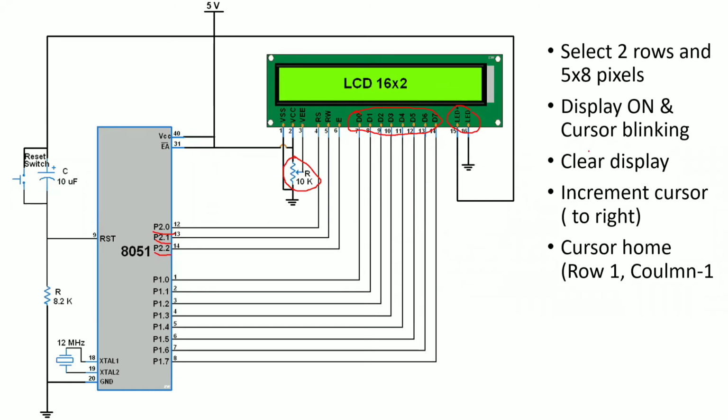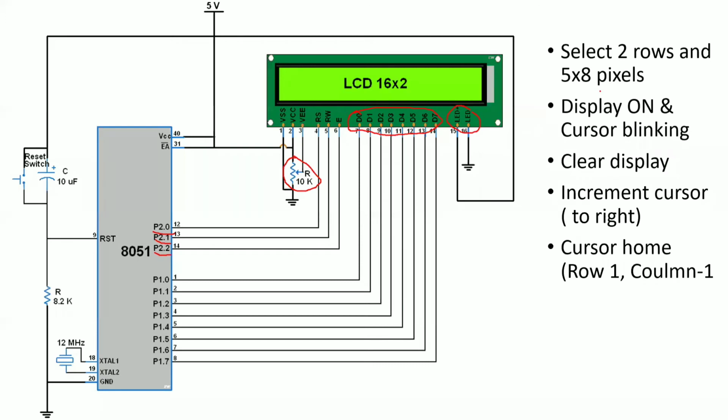So before jumping into the program, interfacing is simple. Interfacing is very simple. Just connect these pins of the LCD display to the microcontroller. So what is the big deal in that? But when you try to write the program for this LCD, then it gets interesting. So that's why we are going to see the program for this LCD display.